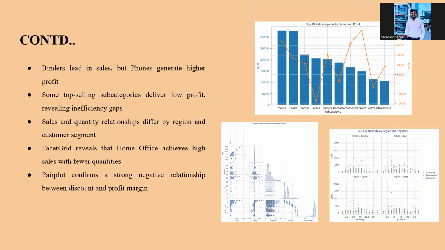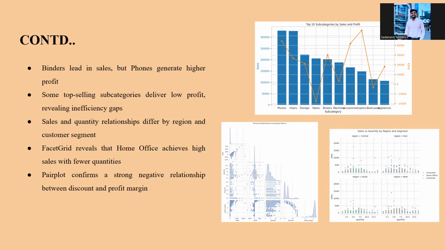So in this slide, binders lead in sales, but phones generate high profit. Some top-selling subcategories deliver low profit, revealing inefficiency gaps. Sales and quantity relationships differ by region and customer segment, and the facet grid reveals that home office achieves high sales with fewer quantities, and the pair plot confirms a strong negative relation between discount and profit margin.